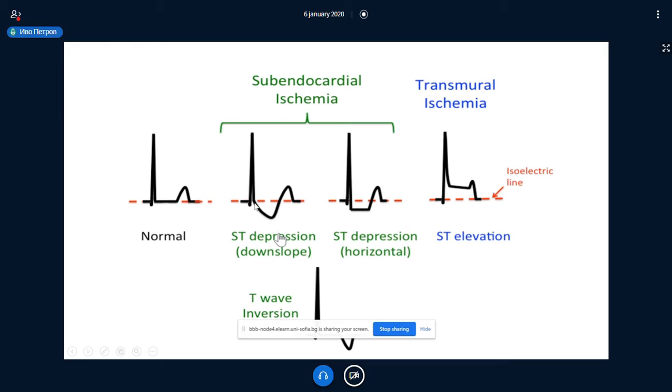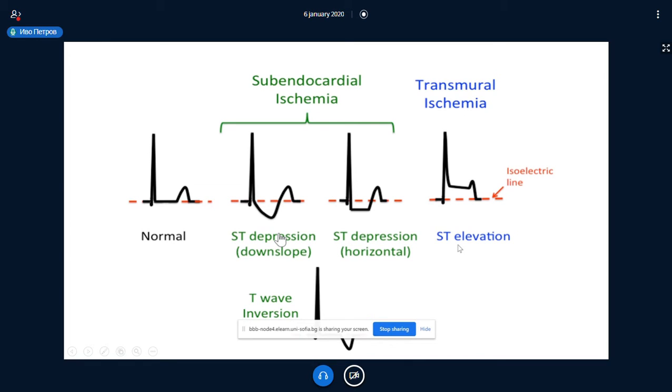You see that the ST segment, I'm showing with the mouse, has an ST depression, especially downslope or horizontal. You see that there is in fact depression of the ST segment below the isoelectric line. In this situation it is horizontal, in this situation it is downslope. These two are the most typical, downslope and horizontal depression of the ST segment during a chest pain is very typical for coronary artery disease.